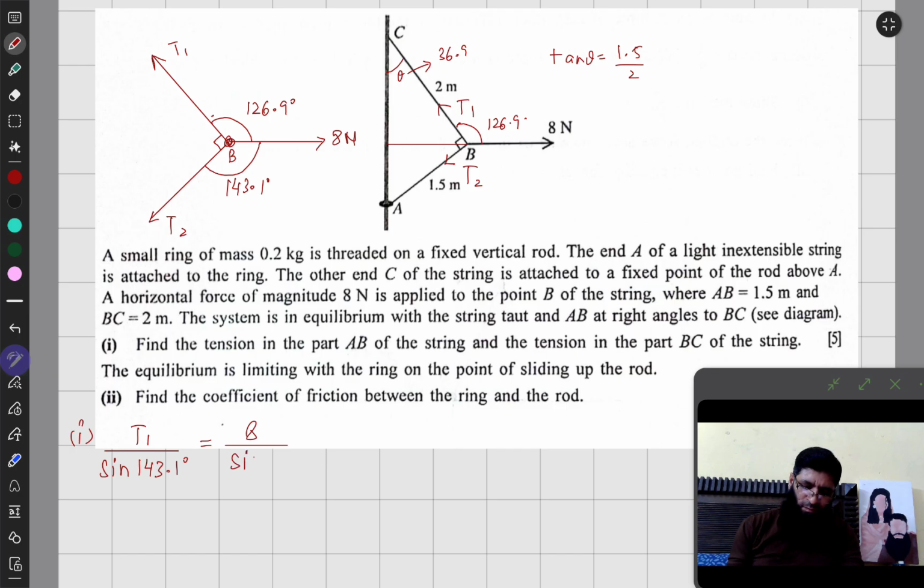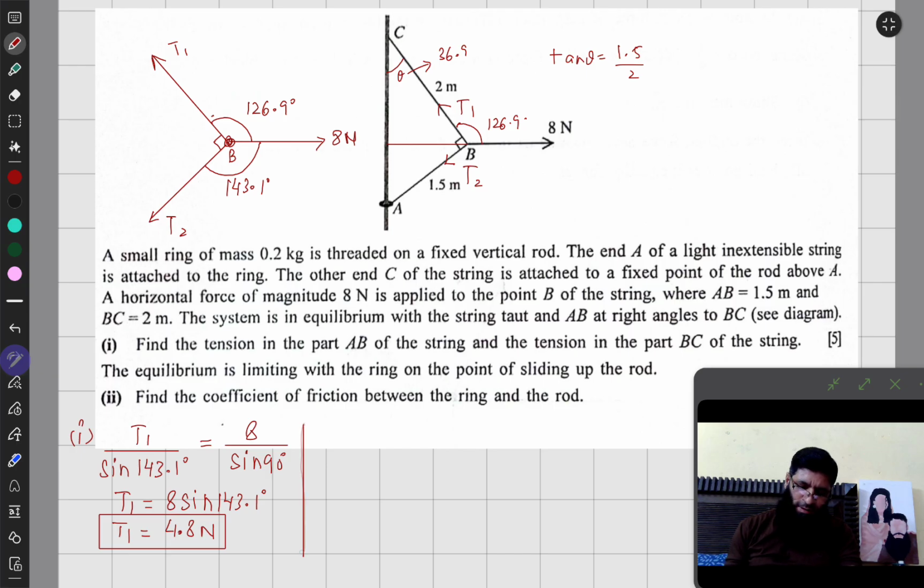So that will become 8 sine 90. So T1 will be equal to 8 sine 143.1. So we can have 8 sine 143.1. That will become 4.8 newtons. This will be the tension in part BC.